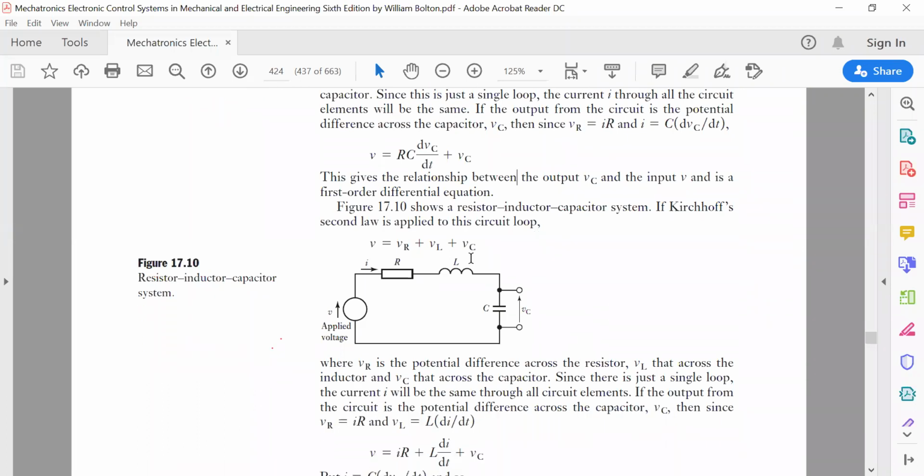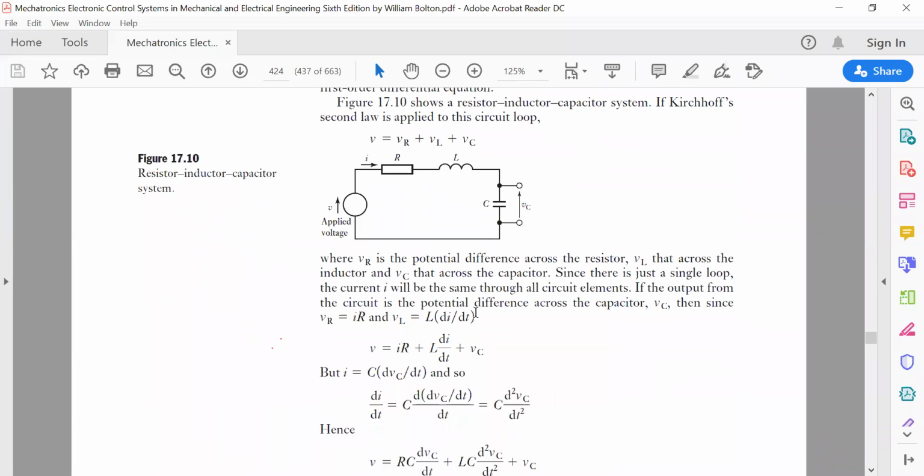Now we have included one more block over here, which is the applied voltage. It is passing through a resistance, then an inductor, then a capacitor, where VR is the potential difference across the resistor, VL that across the inductor, and VC that across the capacitor. Since there is just a single loop, the current I will be the same through all the circuit elements. That's a basic, obvious thing. If the output from the circuit is the potential difference across the capacitor, again we are taking the output from the capacitor.